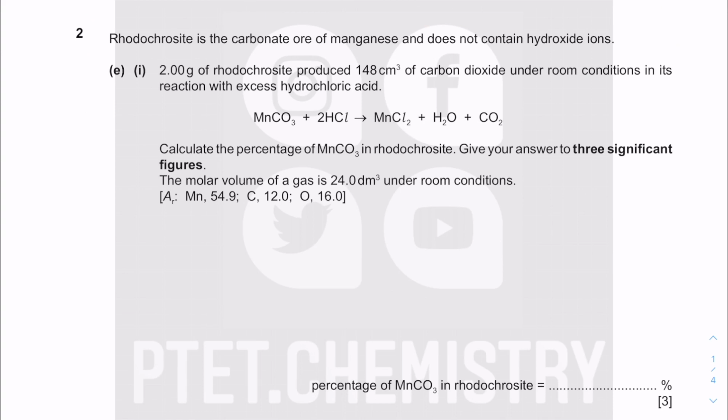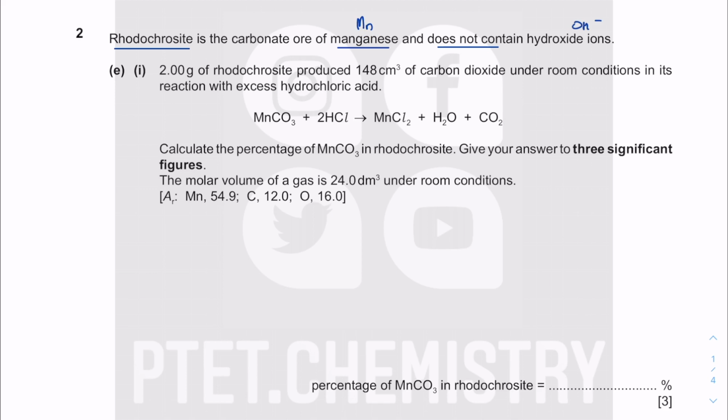On to the next question, we have this strange looking name, rhodochrosite. So it's a carbonate ore of manganese. Manganese has this chemical symbol, Mn. It's just in the first row of the transition elements, which is in the middle of the periodic table, that block. You look at the first row, it's got this symbol, Mn. It does not contain hydroxide. Hydroxide is OH minus.